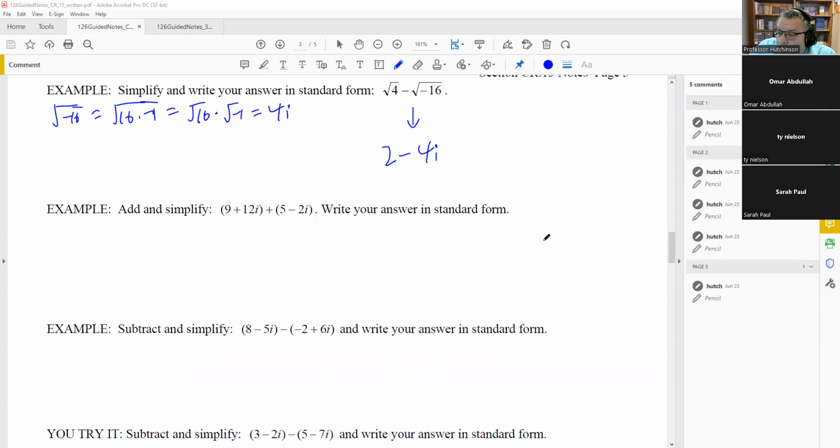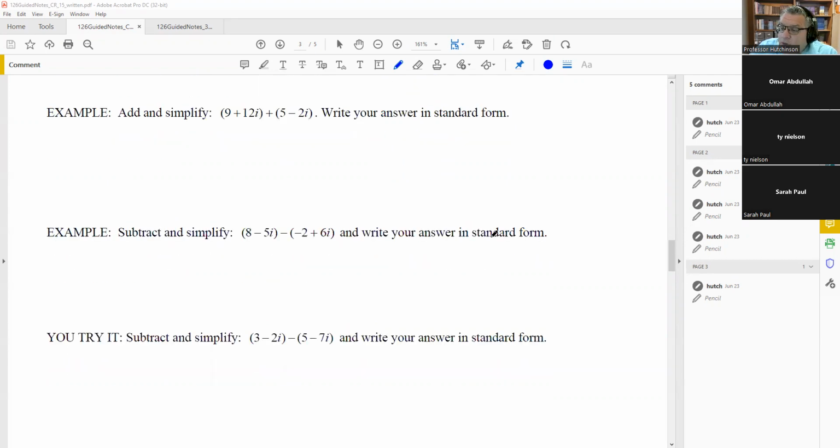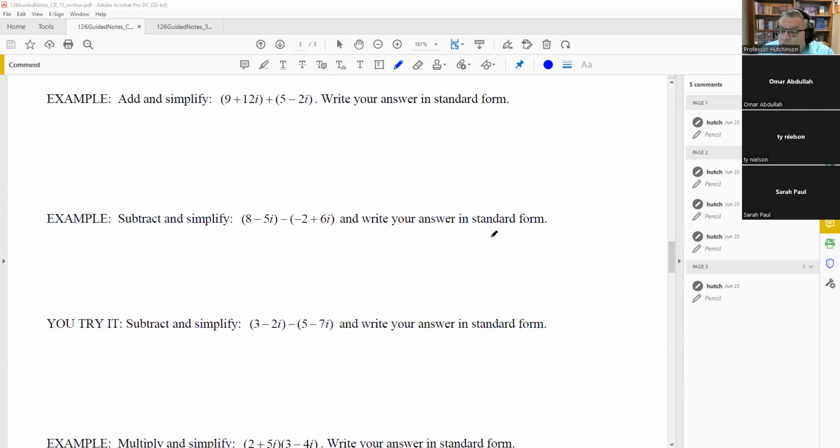So we left off talking about how we write things in what's called standard form. You have the real number part and you have the imaginary part that comes after it. So we're going to continue and do some operations now with imaginary numbers. We're going to talk about adding, subtracting, multiplying, and dividing imaginary numbers. So first we'll go ahead and do addition.